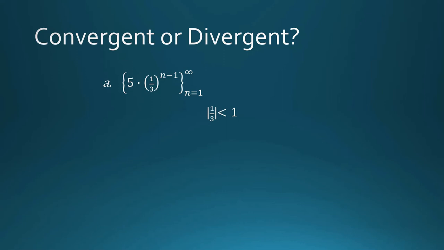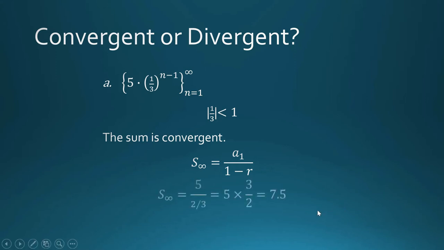Well, all we have to do is pay attention to the common ratio. If the absolute value of the common ratio is less than 1, then our geometric sequence has a finite sum, and the sequence of partial sums that arise from computing the sum of this geometric sequence is convergent. We have a theorem that will tell us what that sum is. This is the sum: a sub 1 over 1 minus r.